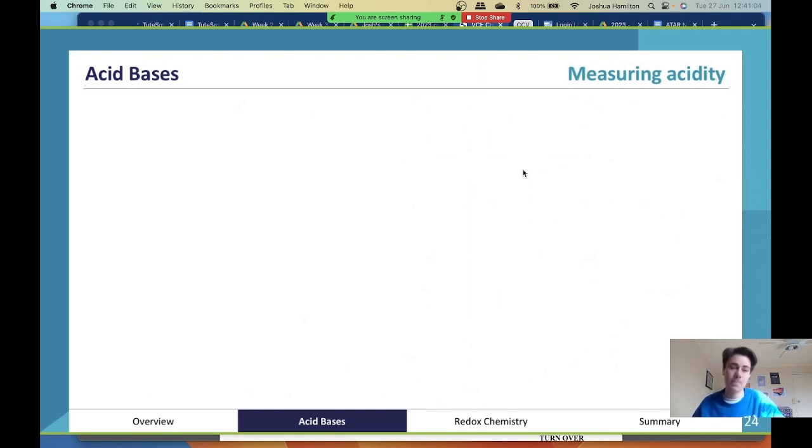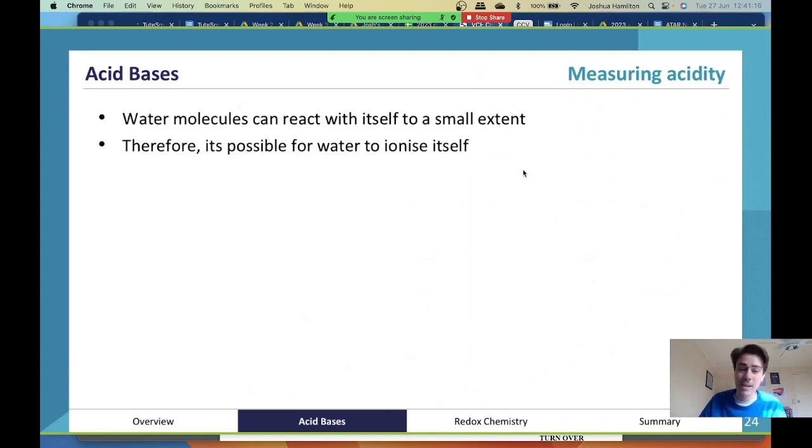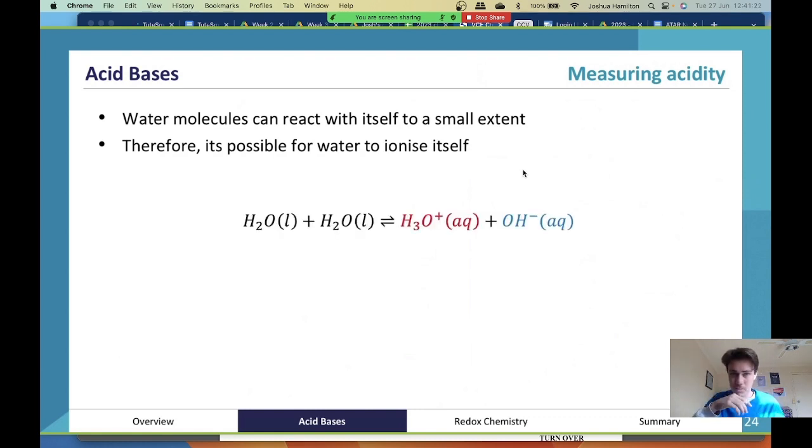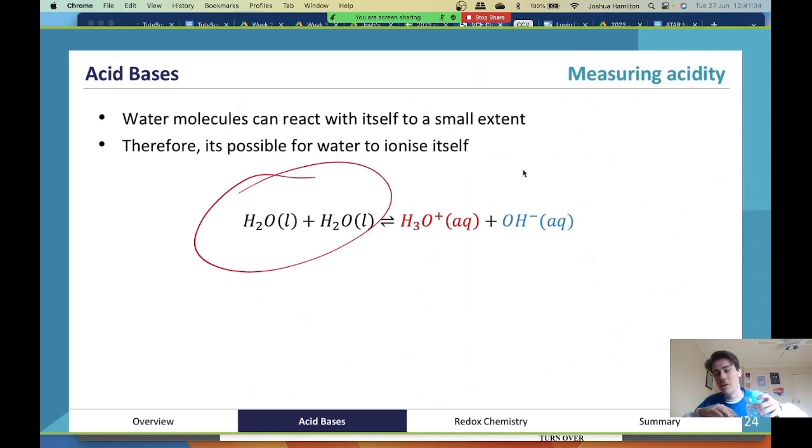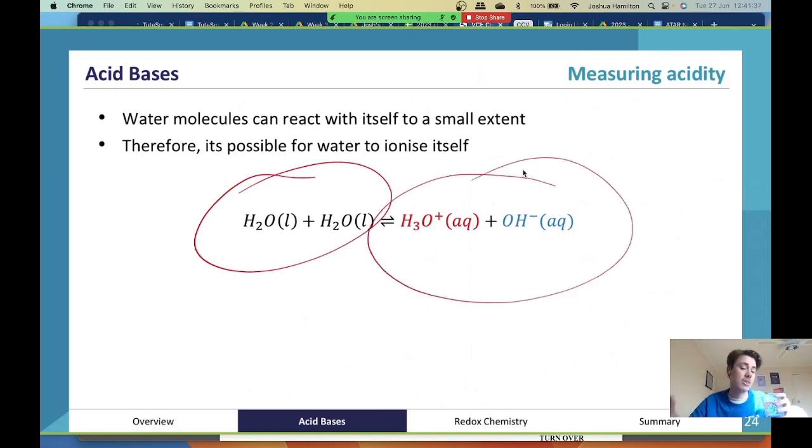All right, moving forward. The next thing that you need to know is how to measure acidity. When we measure acidity, what's really important is that we understand that water molecules can react with each other to a small extent, and therefore it's possible for water to ionize itself. So if you have a glass of water, there's going to be some of this, and there's also going to be some of this. Lots is probably an overstatement. There's not going to be lots of our products there, but there will be some of it, because water can actually ionize itself. It's one of those weird things that just happens in chemistry. But we also know that water is neutral, pH of 7.